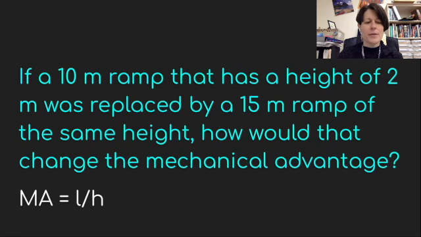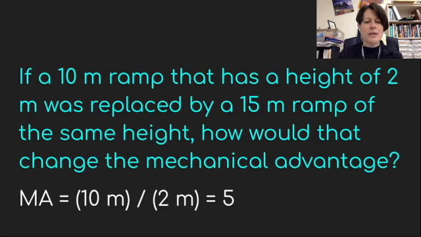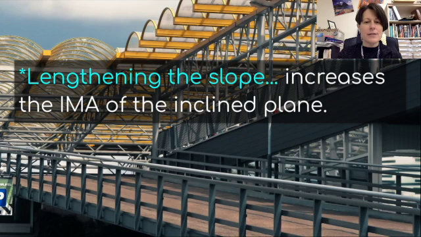So we start with our formula, MA equals L divided by H. And then we substitute in the first set of numbers. 10 meters divided by 2 meters equals 5. Now remember, for mechanical advantage problems, there are no units because the meters cancel out. Now if we increase that length to 15, then we have 15 meters divided by 2 meters equals 7.5. So actually, by lengthening the slope, lengthening the ramp, we increase the ideal mechanical advantage of the inclined plane.